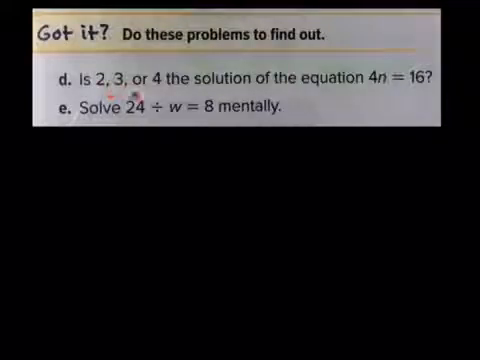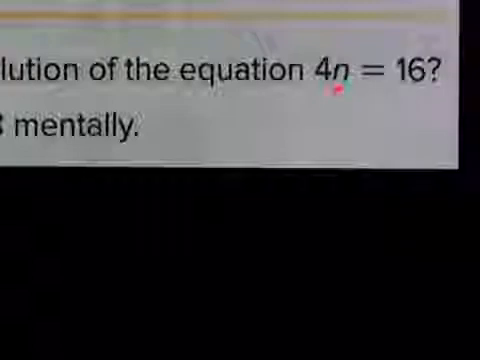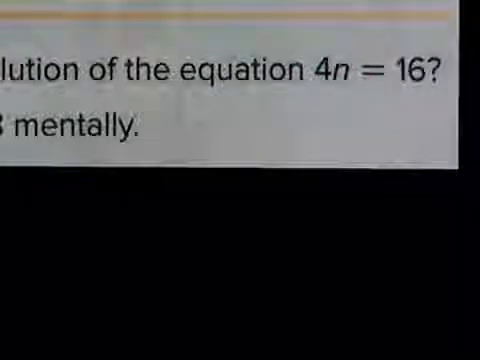Is 2, 3, or 4 the solution for the equation 4 times n is 16? Well, what number do I have to multiply 4 into so I can get 16? Because remember, when a coefficient is next to a variable, it's multiplication. So 4 times a number is 16. I think you know how to do it. You know that n should be 4.